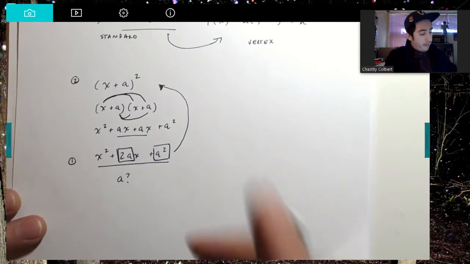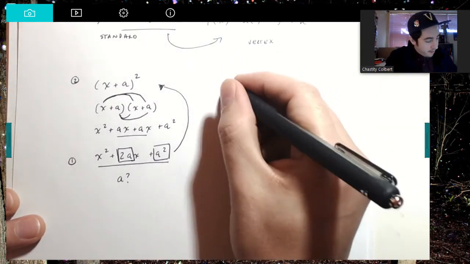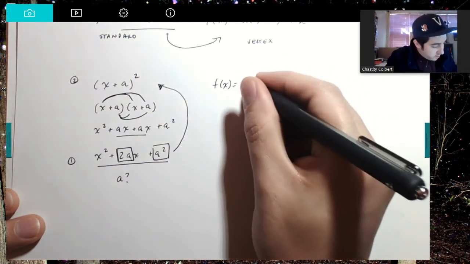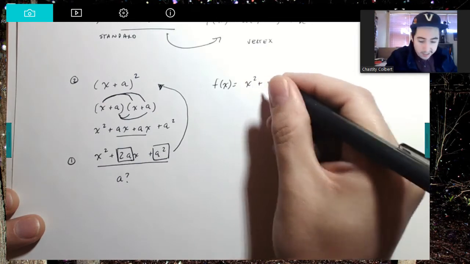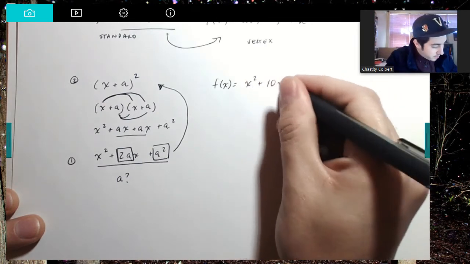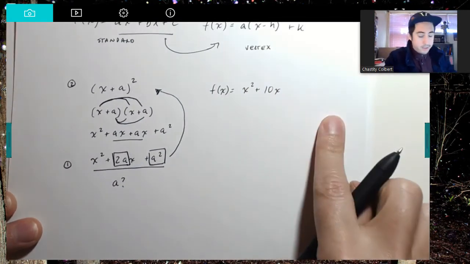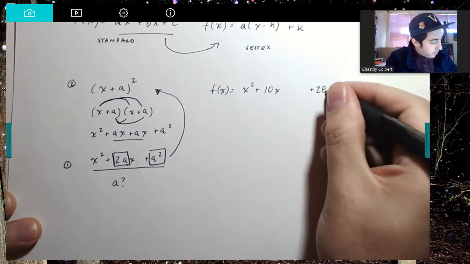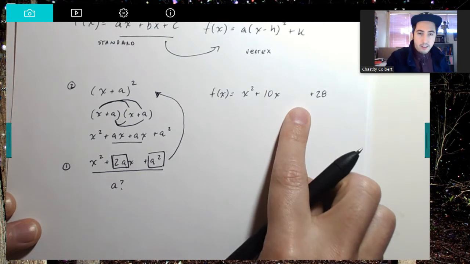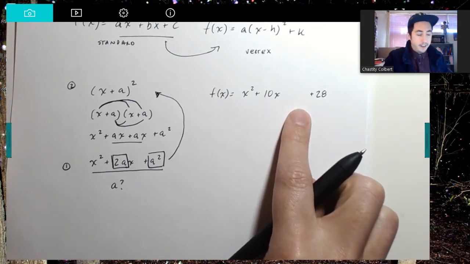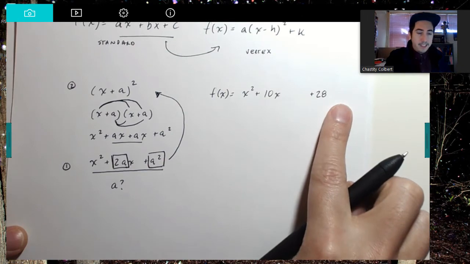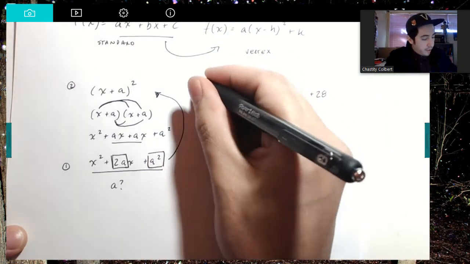So again, what I have, it's a long roundabout way of getting there. F of x equals x squared plus 10x, and I'm going to write the 28 over here, and I'll show you why. Again, this is the problem we start off with: x squared plus 10x plus 28. I wrote the 28 way over on the distance here. My idea, again, is I want to know what a is.